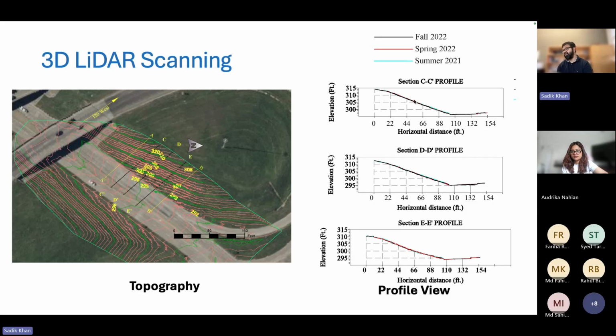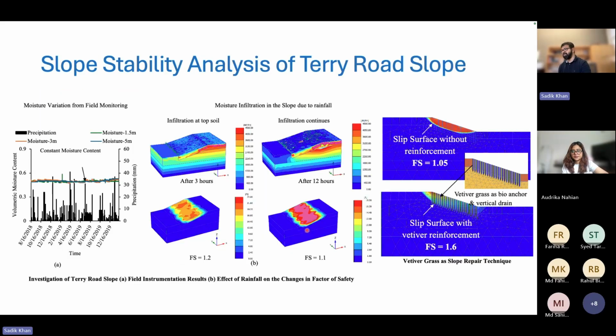And from there we get to the point cloud, we can cut the sections, we can put them on top of each other and monitor if there is any kind of slope movement or not. From those results, we can find out that there is not much change from the vetiver that is coming in here. And then we have done the slope stability analysis on the Terry Road slope again.